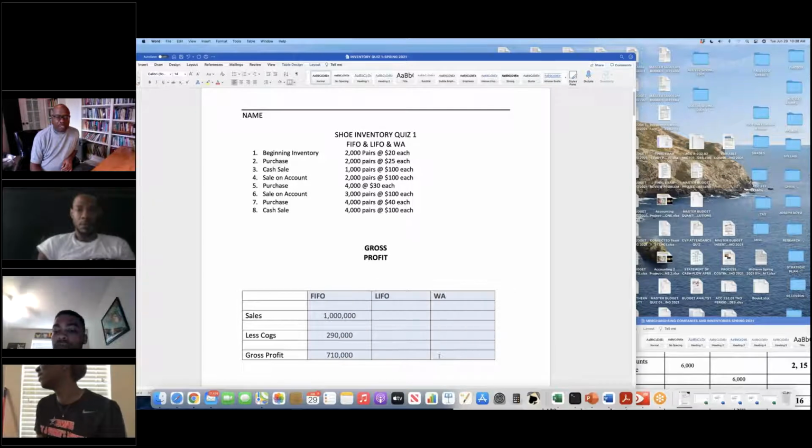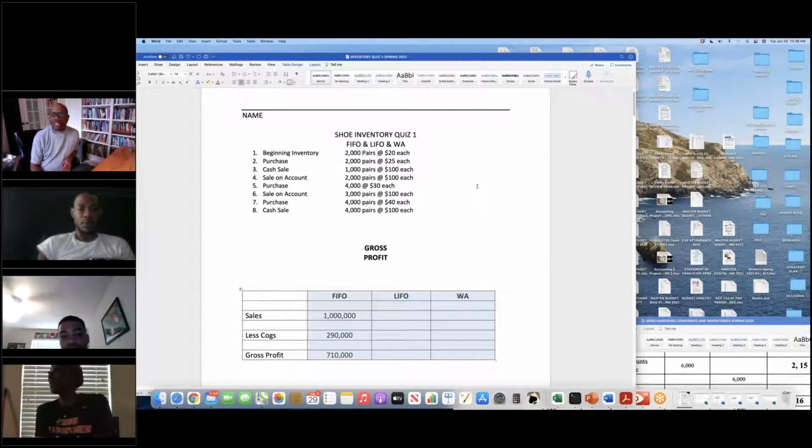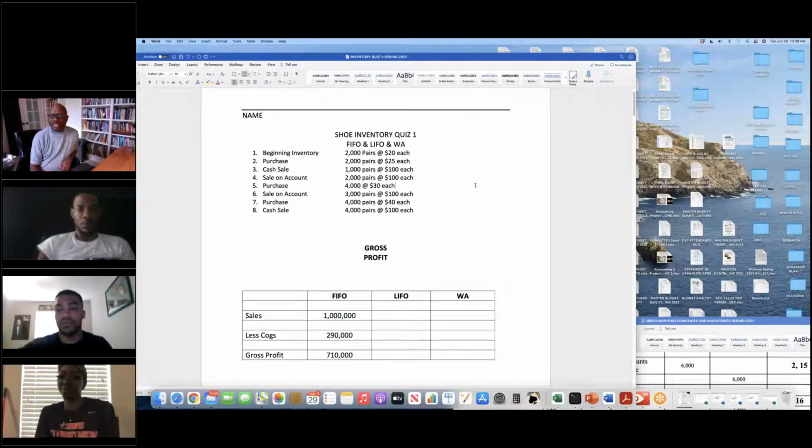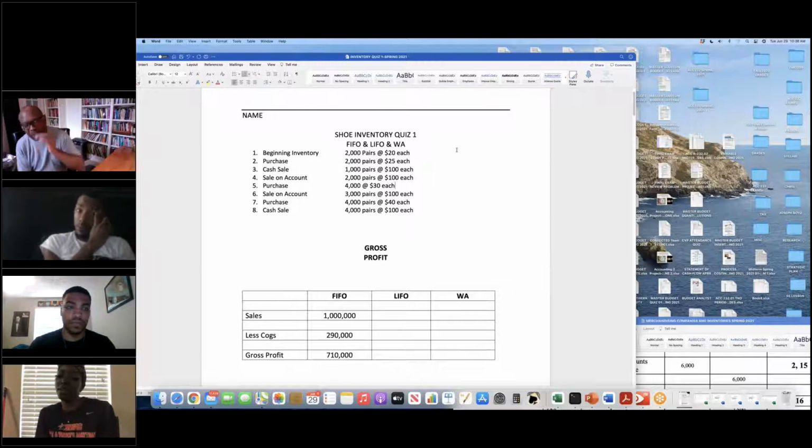Can everybody do this? What are the other two columns? It's FIFO, and then LIFO and weighted average. We're not doing those yet. Hold on, wait a minute. All you got to do is do this left column. The other two don't matter right now. Whatever we're about to do today, everything will go in the left column.